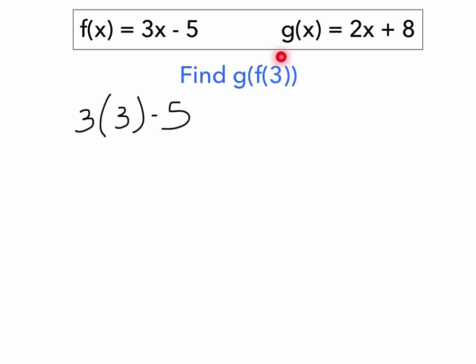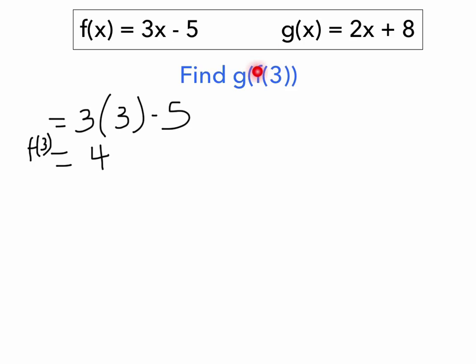So that 3 went into the x of the f right here. And we simplify. We get 9 minus 5, which is 4. Okay, so that's f of 3. So we found this middle part.